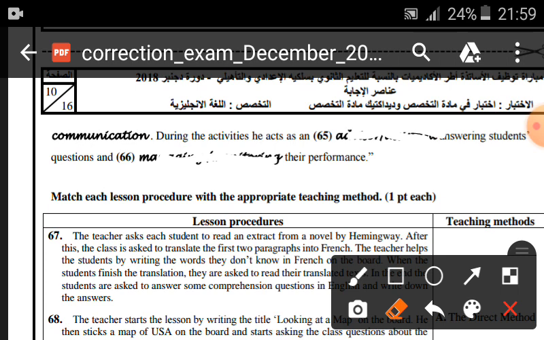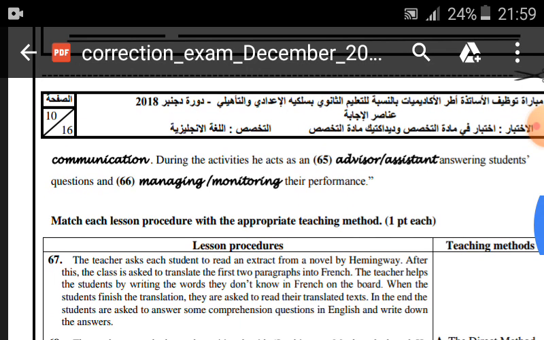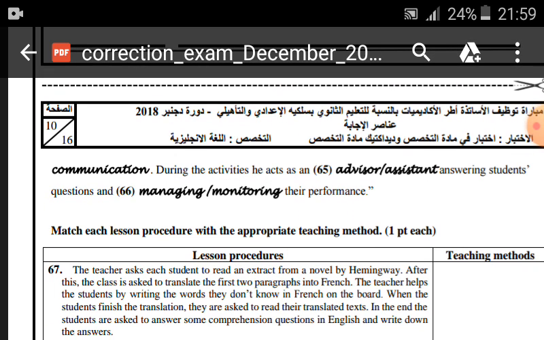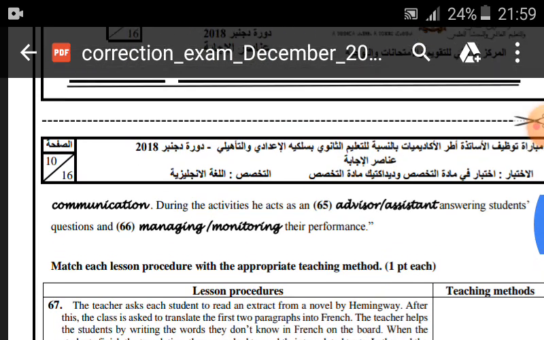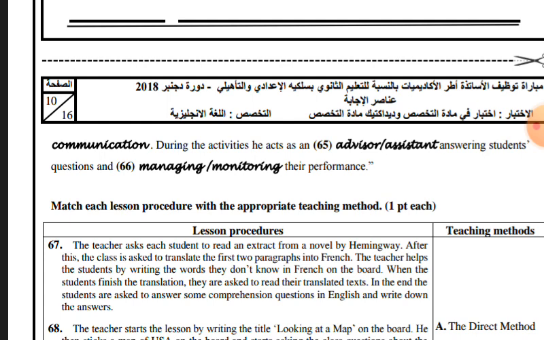During the activity, he acts as an advisor and assistant, answering students' questions, and here we have a missing word that starts with A: managing or monitoring their performance. So this paragraph talks about the importance of communication, which is the importance of language. Also, it talks about the role of the teacher in the classroom, which is advisor, assistant, managing, facilitating the communication, etc. So it gives you also much information.